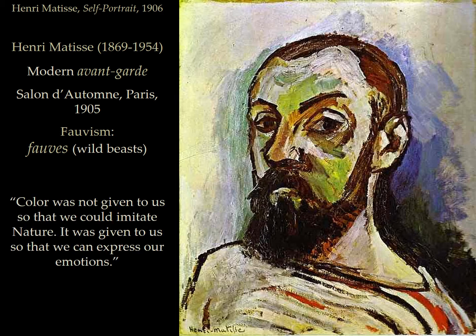Now, the reasoning behind the odd, we might say, color choices and application techniques of Matisse and other Fauvists might be explained by Matisse's own ideas that he shares early on in his career, stating that color was not given to us so that we could imitate nature. It was given to us so that we can express our emotions, which would, of course, ring very true to earlier expressionistic artists like Van Gogh.